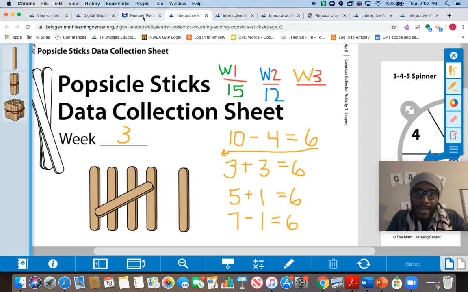All right, friends. That was our number corner for today. Let me know what you guys figured out for the expanded form problem. I want to see as many ways as you can figure out.